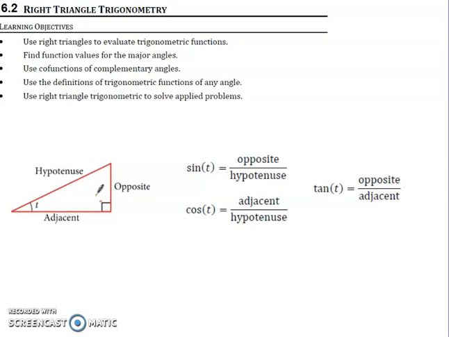The hypotenuse is always across from your 90-degree angle, and your opposite and adjacent sides are always legs of your right triangle. Legs are the sides that are attached to that 90-degree angle. So the opposite and adjacent side are always attached to the 90-degree angle, and your hypotenuse is always across from your 90-degree angle.